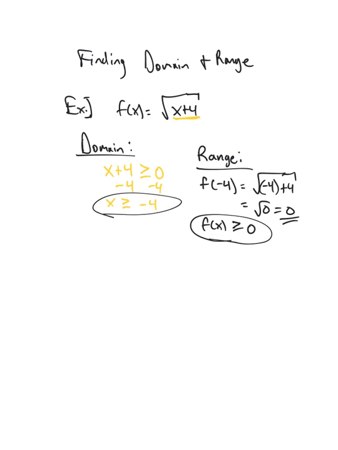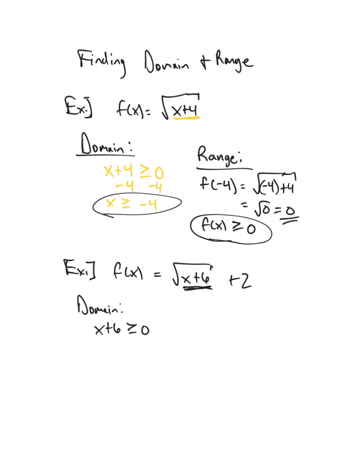Okay, let's do another example of that, a little more complex example. f of x equals the square root of x plus 6, and outside of the square root we'll have a plus 2. So again, to find the domain, you are only taking what is under the radical, and you're restricting it so that it has to be greater than or equal to 0. So you're going to subtract 6, and here we say x has to be greater than or equal to -6.